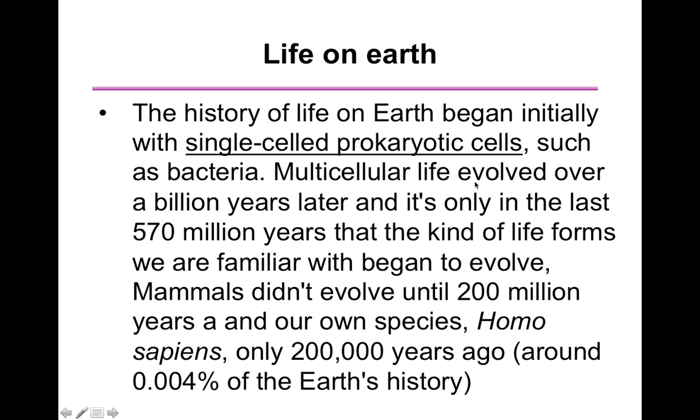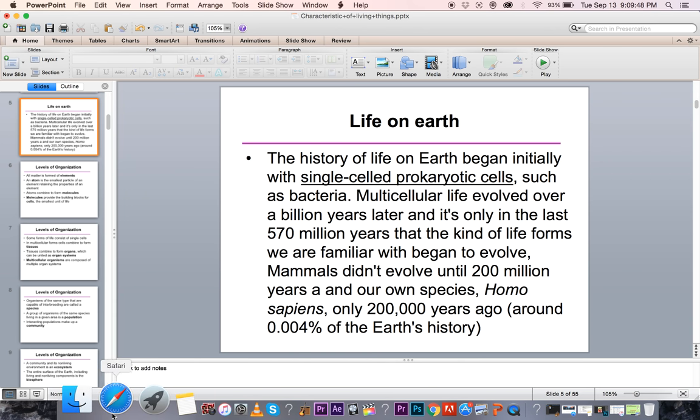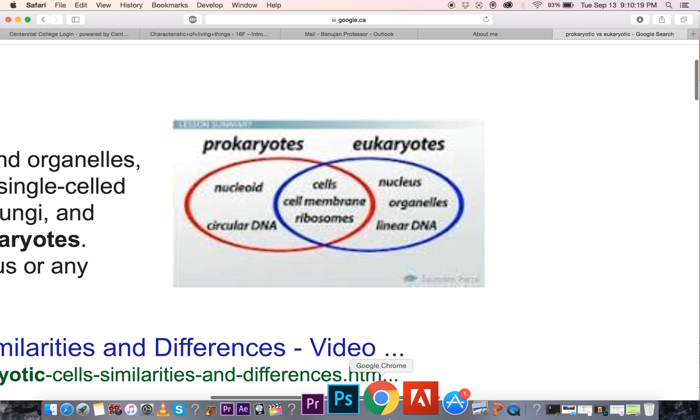Does everybody know what prokaryotic cells are? There are two different types of cells, prokaryotic and eukaryotic, and let's see the difference. This is prokaryotic, which has no nucleus, circular DNA, cell membrane, and ribosomes. Eukaryotes have a cell membrane, ribosomes, linear DNA instead of circular DNA, organelles, and a nucleus. There are a lot of differences between nucleotide and nucleus. We'll be learning as we go on.